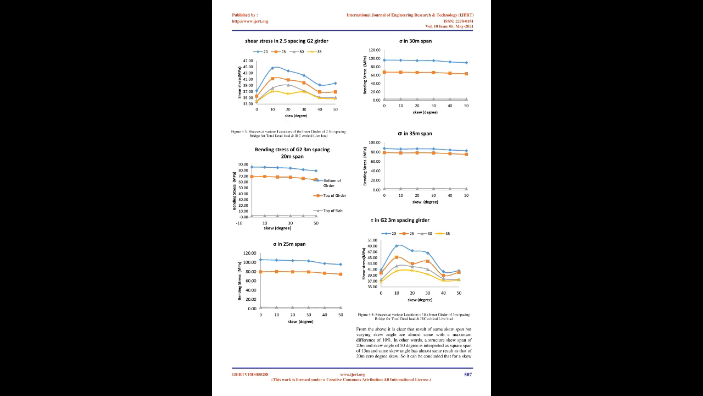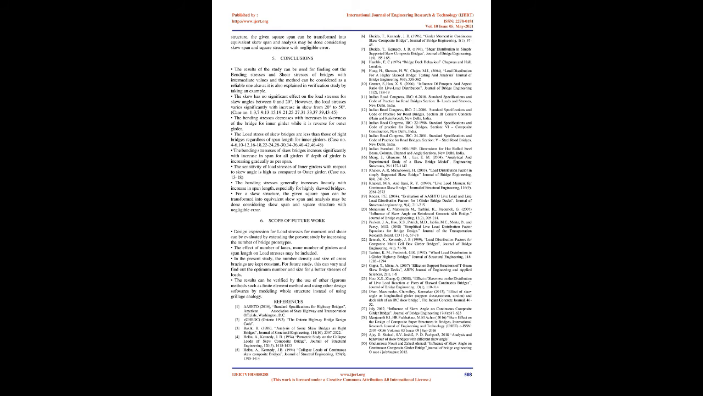From the above, it is clear that results of the same skew span but varying skew angle are almost the same, with a maximum difference of 10%. In other words, a structure with skew span of 20 m and skew angle of 50 degrees is interpreted as a square span of 13 m, and the same skew angle has almost the same result as that of 20 m with 0 degree skew. So it can be concluded that for a skew structure, the given square span can be transformed into an equivalent skew span, and analysis may be done considering skew span and square structure with negligible error.